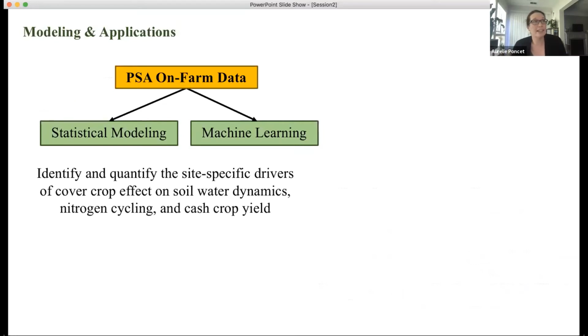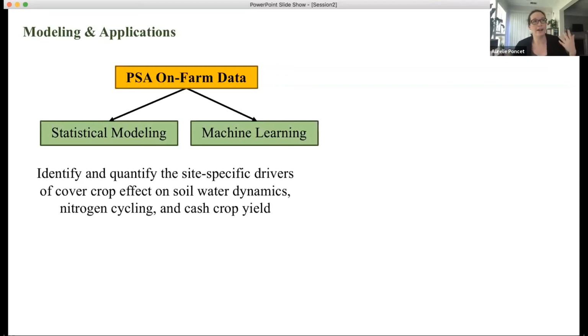So the first step in the analysis was to continue to prepare the data and use various statistical and machine learning techniques to try to identify and quantify the site-specific drivers of the cover crop effect on soil water dynamics, so for me, but also nitrogen cycling and cash crop yield for the rest of the modeling team. So the analysis for the soil water dynamics is ongoing, and my objective is to draw conclusions from the data, looking not at one best model, but as a convergence of the many different models I want to build.